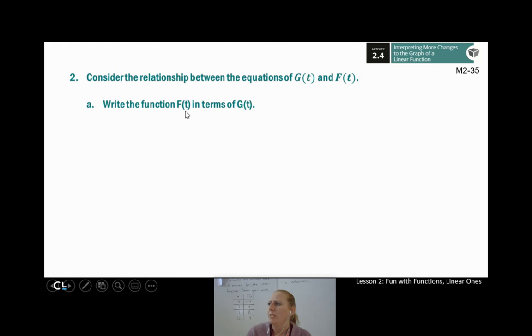I want f of t, but I don't have an equation for f of t. But I do have an equation for g of t, right? And we said that we're taking off another $35. So I can write f of t as being g of t minus 35, right? Because we gotta pay another $35. We're losing another $35.